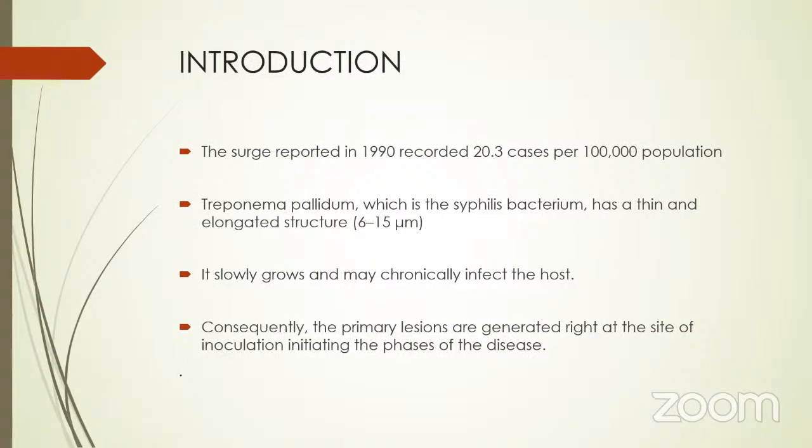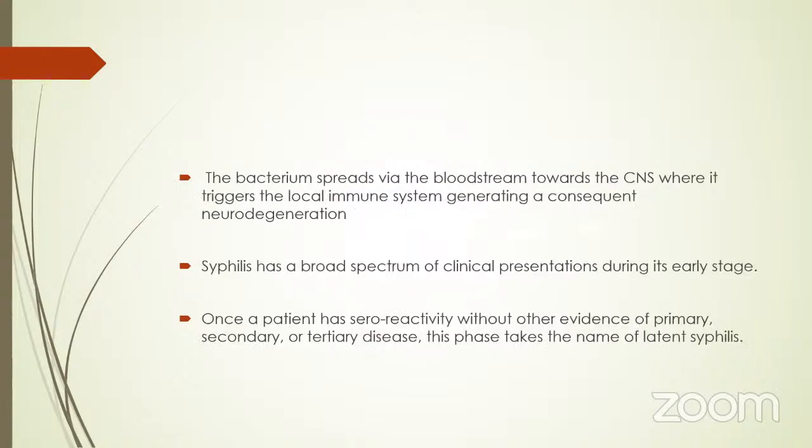Introduction. The surge report in 1990 recorded 20.3 cases per 1 lakh population. Treponema pallidum, which is the syphilis bacterium, has a thin and elongated structure. It slowly grows and may chronically infect the host. Consequently, the primary lesions are generated right at the site of inoculation, initiating the phases of the disease. The bacterium spreads via the bloodstream towards the CNS, where it triggers the local immune system, generating a consequent neurodegeneration.